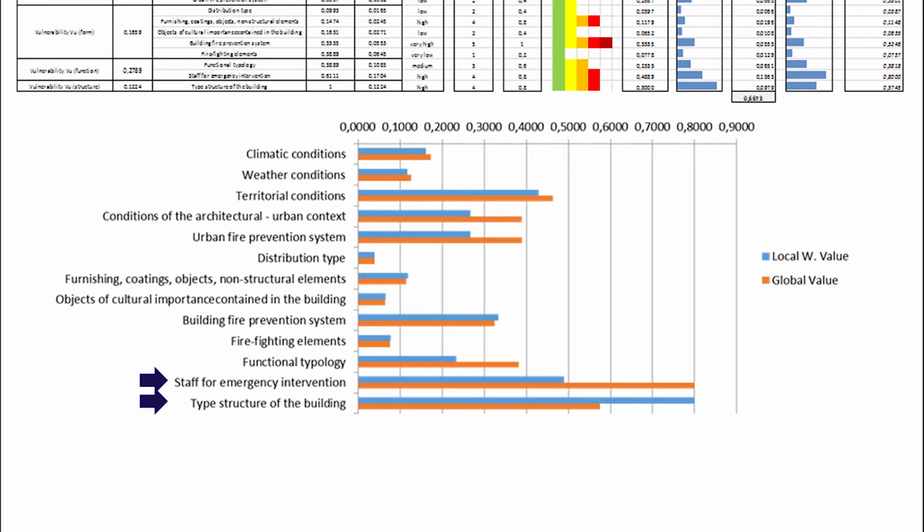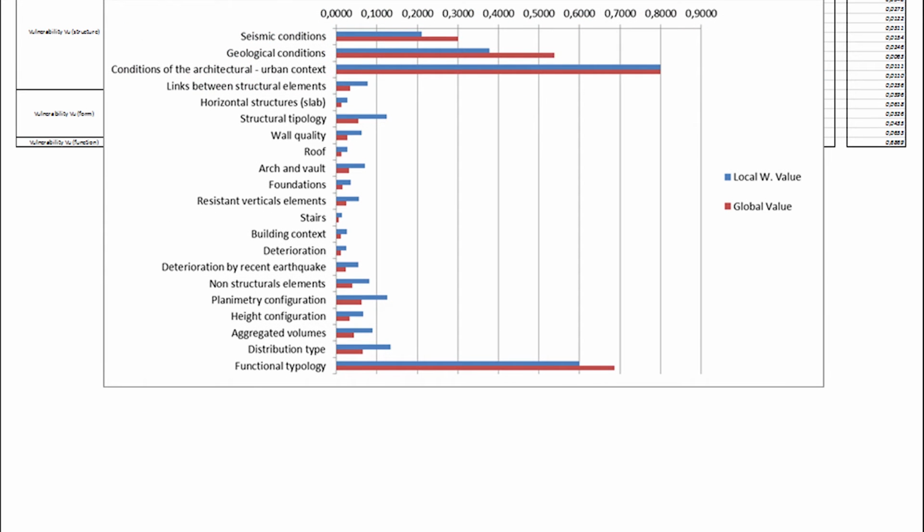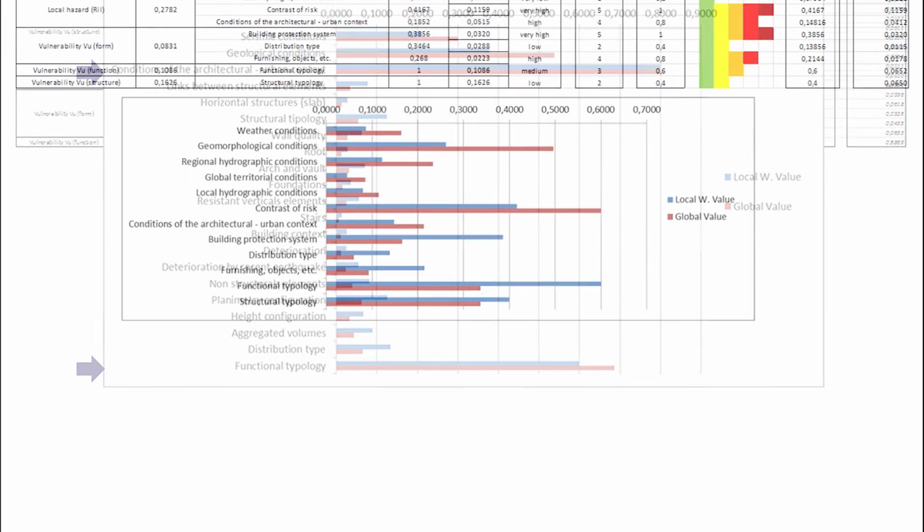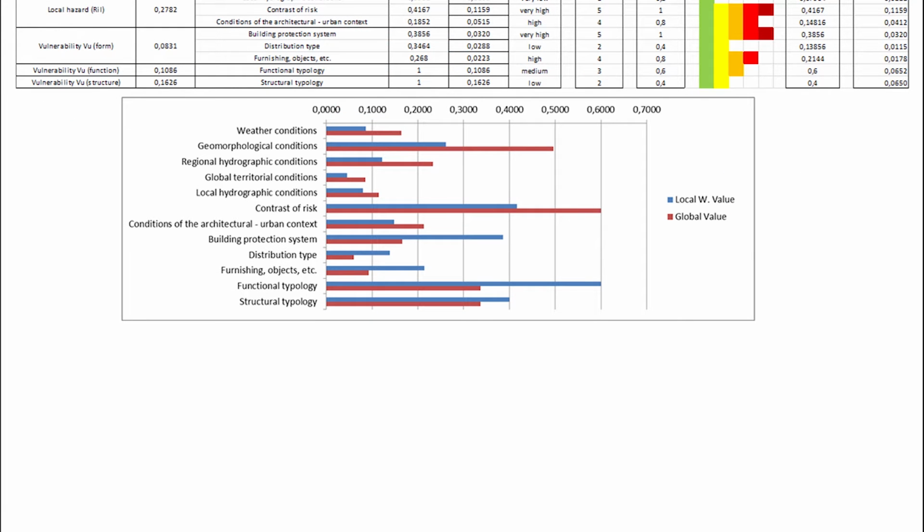In relation to the fire risk, the indicators of staff for emergency prevention and the type structure of the building record the highest local and global values. In relation to earthquake risk, the condition of architectural and urban context and the functional typology are the most risky components. In relation to flood risk, the geomorphological condition, the contrast of risk, and the functional typology record the highest local and global values.